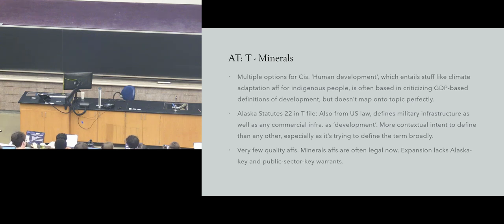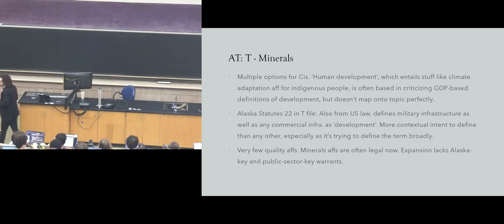It's kind of linked to economic goals, stuff like minerals. It's especially criticizing GDP-based definitions of developing for what constitutes a developing country. And then it says human development is basically all of the activities that allow individuals to flourish. And so it's a pretty broad definition, but it is contextualized to Alaska. Doesn't map onto the topic perfectly, because usually it's defining human development, not development.